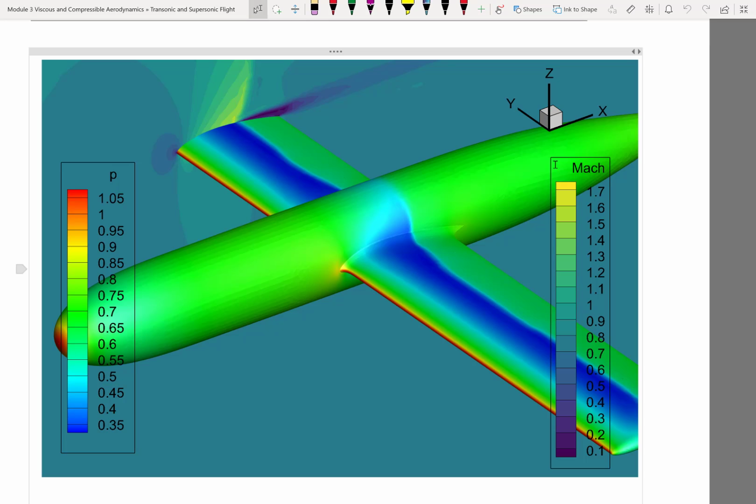So what is wave drag? Wave drag is basically the drag due to an increase in energy in the wake, right, as the air passes through a shock wave. All right, any questions so far? Nope. Okay.